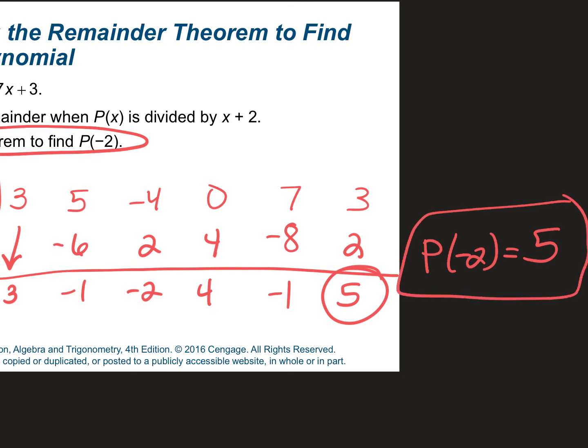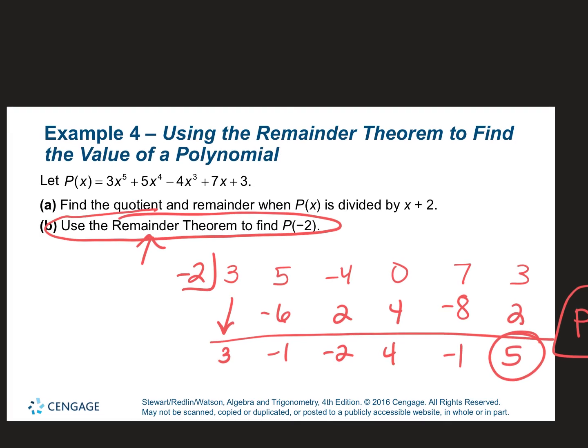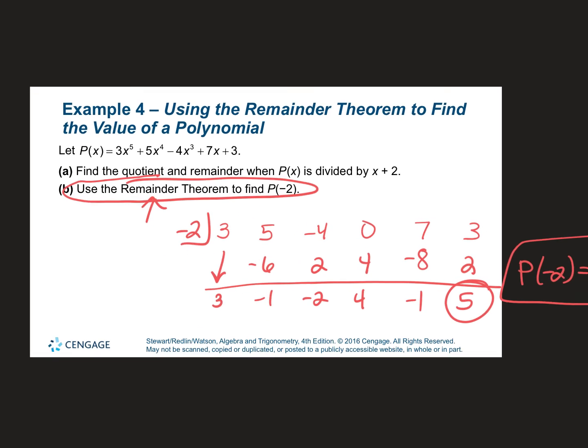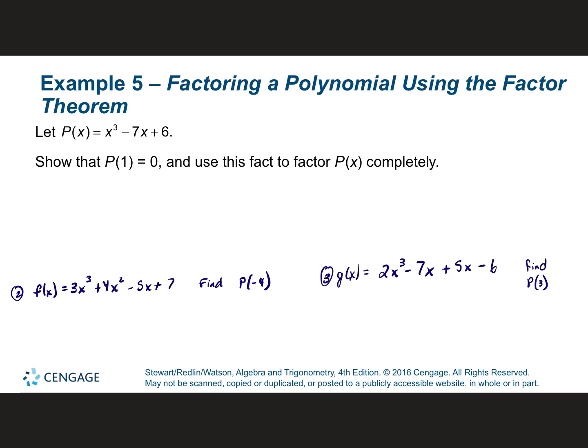We don't need to put it over anything? Nope. If it was like this first one where it says find the quotient and the remainder, that's where you're doing the whole shebang. But when they say use the remainder theorem, all they're saying is do the synthetic division like you guys know how to do, but the only thing that matters is that 5. That's it.